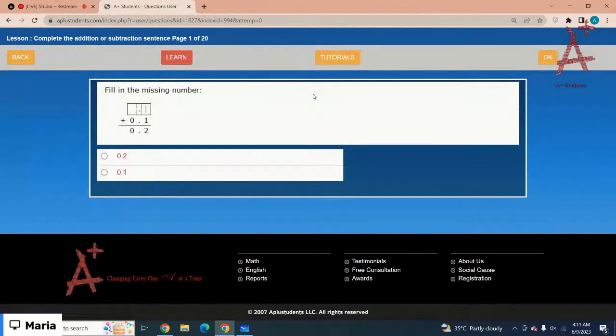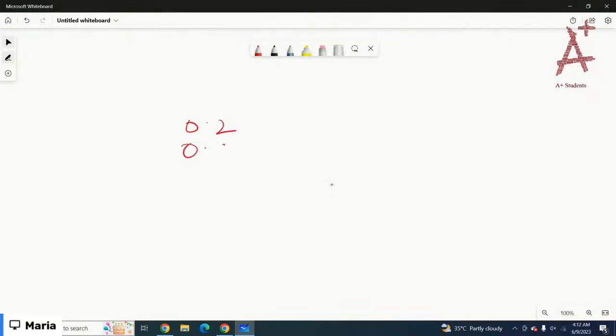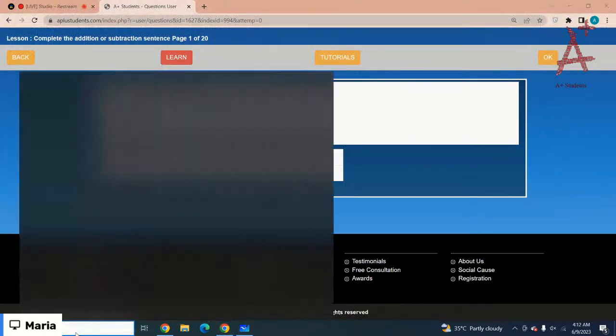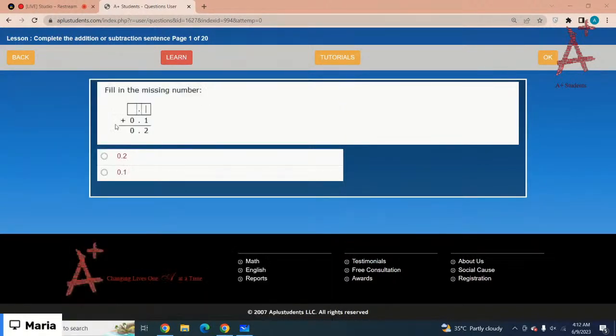Okay, find the missing number. You are given one of the numbers and the sum. You have to find the other number. So how do we find it? You have to subtract the given number out of the sum. You need to do 0.2 take away 0.1. Got it? So 0.2 take away 0.1 equals 0.1. That means the missing number is 0.1. Got it? When you add them, 0.1 and 0.1 makes 0.2.